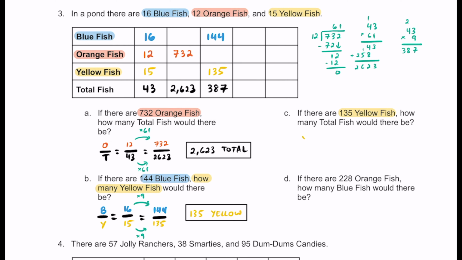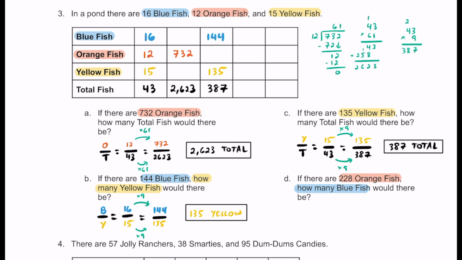Now, how would this ratio look if we had yellow to total? That would be Y to T. I'm going to use those abbreviations. Now, yellow to total here was 15 to 43, so that was the original ratio, 15 to 43. And then what if we had here this 135 yellow is what we said. We already knew from part B that this would be 9 times more, so that's why we did 43 times 9 to get the 387. So if there were 135 yellow fish, there'd be 387 total fish.